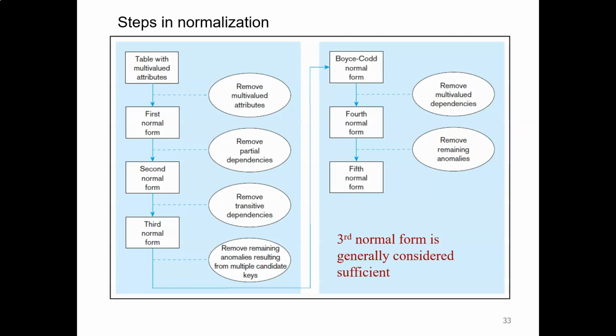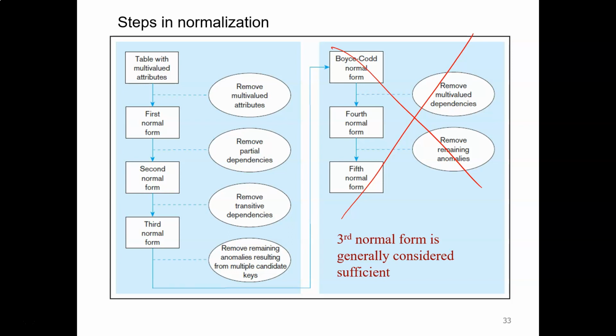This picture shows you the different normal forms you're going to see. We only look at the left side of this picture. We usually normalize the table until it reaches the third normal form, because fourth normal form or fifth normal form are very rare. It almost never happens. So we usually only go to the third normal form and stop.